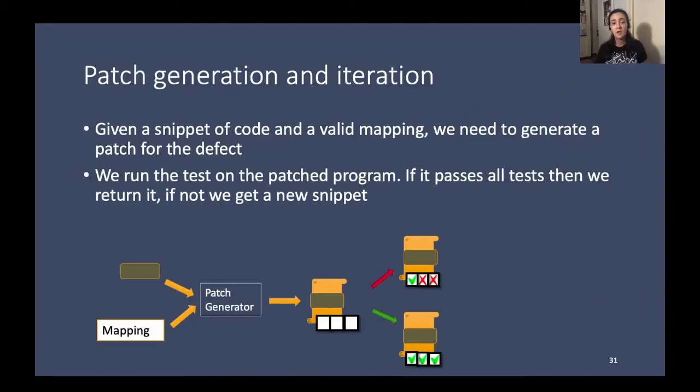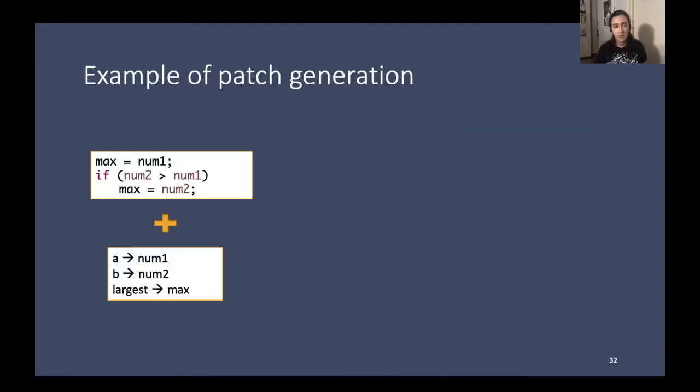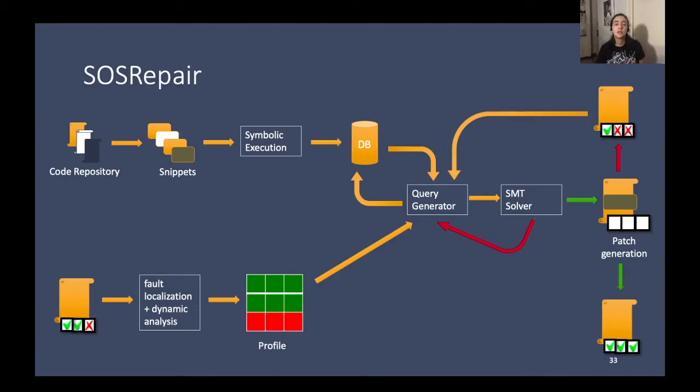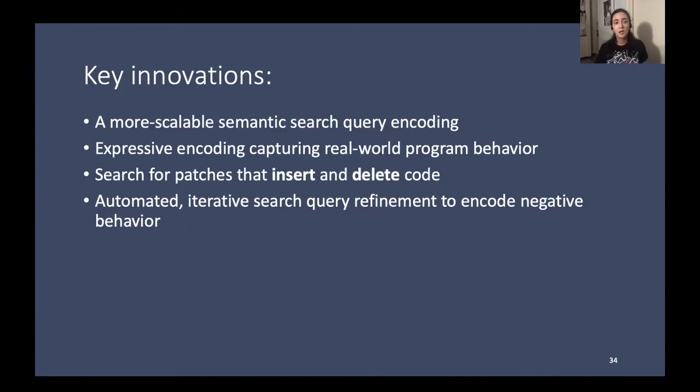So given a code snippet and a valid mapping, we have to create a patch and then run the test cases to see if the patch that we created actually passes all the test cases. So back to our example, we have the code snippet, we have a valid mapping, and we use that to create the patch that we were looking for and check whether it passes all the test cases. So again, here is just a very high-level idea of how SOSRepair works. There are many key innovations that we describe in the paper.